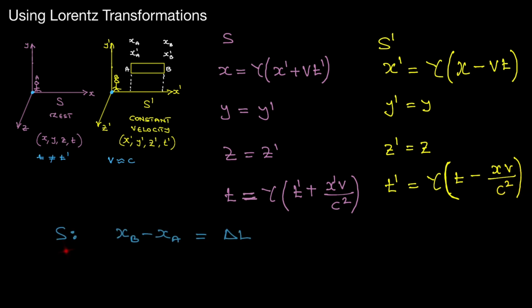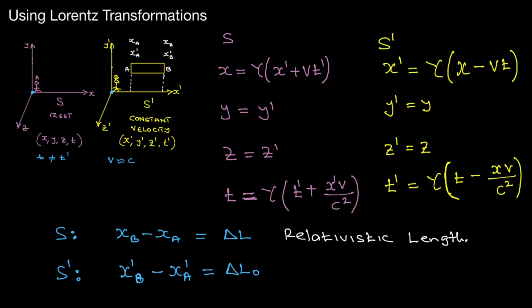So looking at the stationary observer, to measure the length, what the observer will see is xb minus xa, and that's delta L. That delta L is referred to as the relativistic length because it is relative to the observer A. For S prime, xb prime minus xa prime equals delta L naught, and that is called the proper length or rest length, because that rod is measured in the same frame of reference as observer B, the S prime frame of reference. So that would be the proper length seen by observer B.